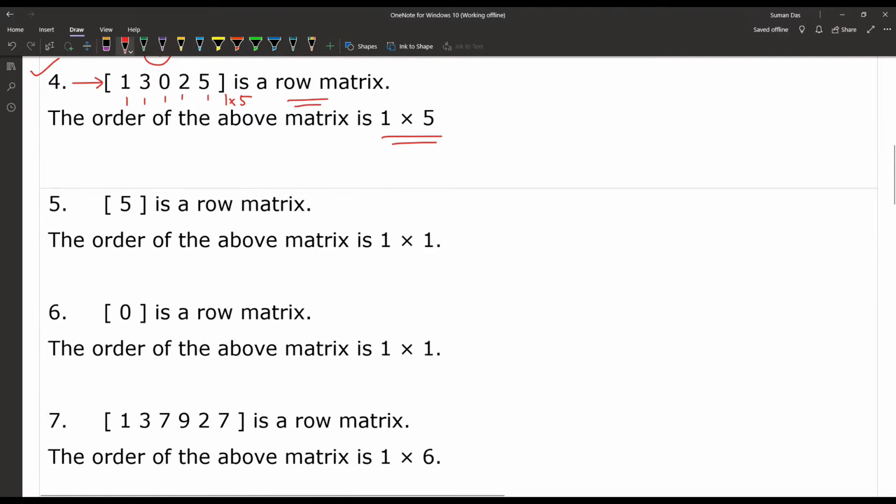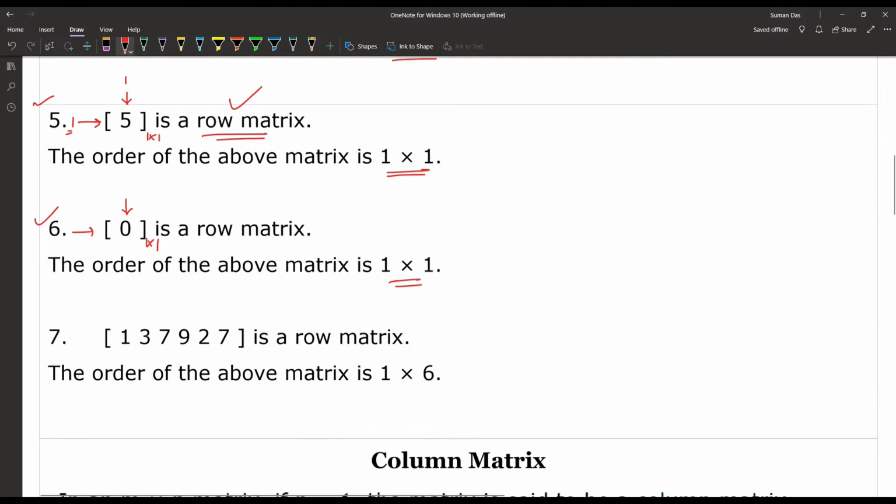Now look at the fifth example. Here the number of rows is equal to 1 and the number of columns is equal to 1. So that is a 1 cross 1 order matrix. But the number of rows is 1, so that is also considered a row matrix. The sixth example: only one row, only one column. So that is another example of a row matrix because there is only one row and the order is 1 cross 1.